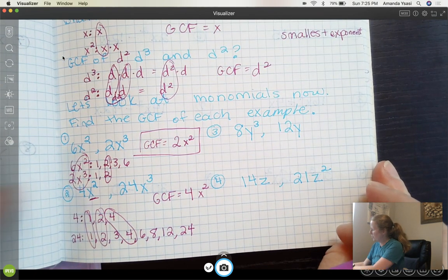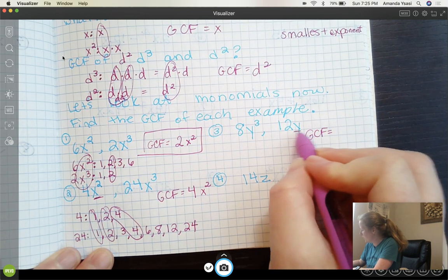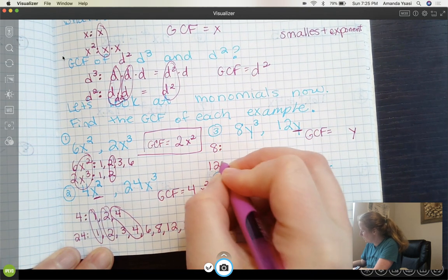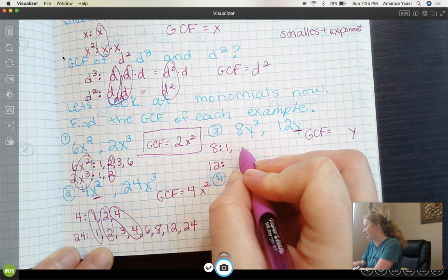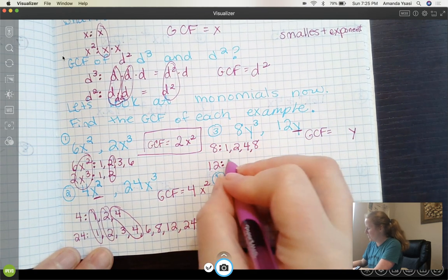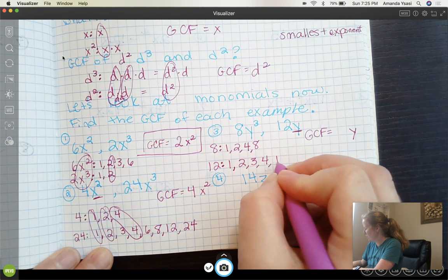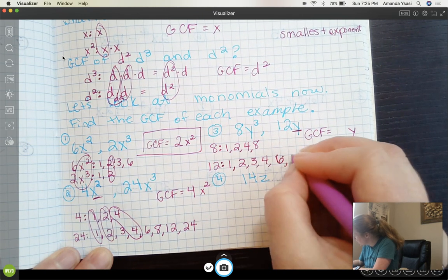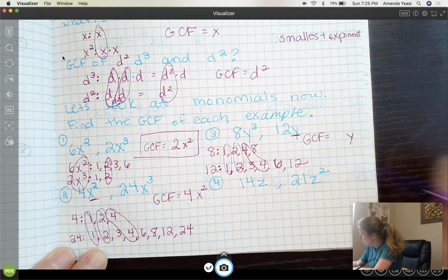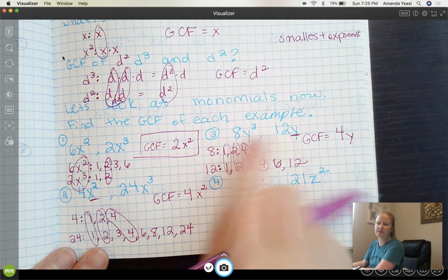Okay, example 3, we have 8y cubed and 12y. So we know that our GCF is going to have our lowest variable, which is y. And then we want to look at 8 and 12. So 8 is 1 times 8, 2 times 4. 12 is 1 times 12, 2 times 6, 3 times 4. Oh, I forgot my 6. Whoops. Okay, there we go. So then we look and see which are the same. Our greatest one is 4, so 4y. 4y is the divisor for both of those.